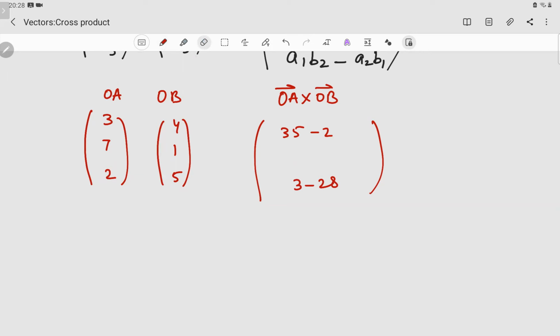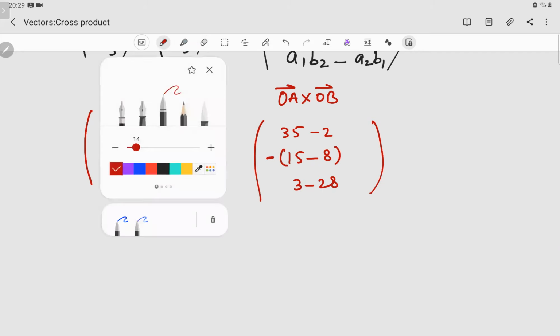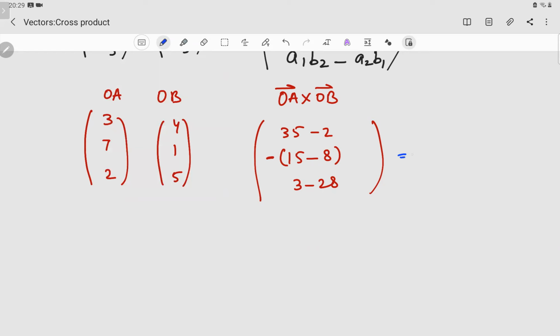Okay. Now, for the second entry, I will hide this 7 and 1. I'll put a line on them. And then I'll multiply 3 with 15 and 2 with 4. 15 minus 8. And I will put a negative sign over here, as I used to put for the second, when I would expand the determinant by the first row. So this is how I have calculated the cross product. And when I simplify it, I get 33, minus 7, minus 25. So this is the cross product, OA cross OB.